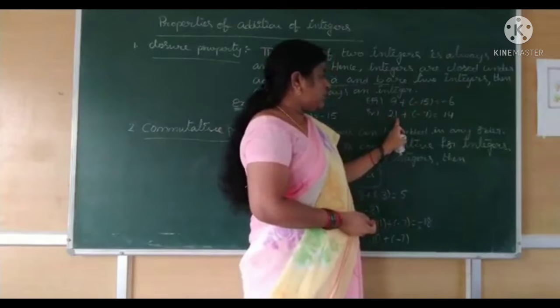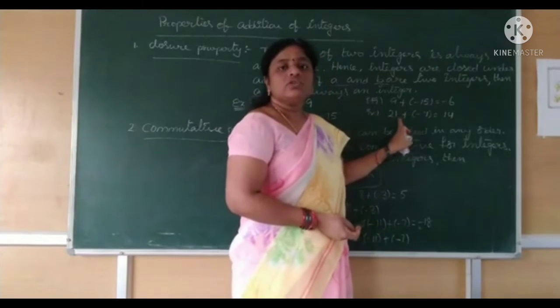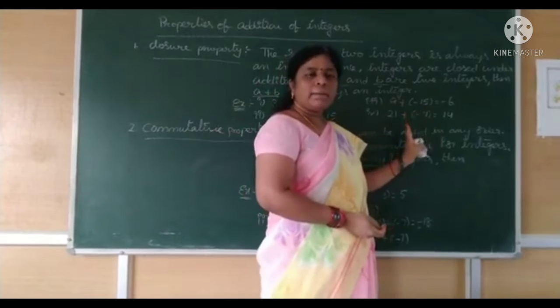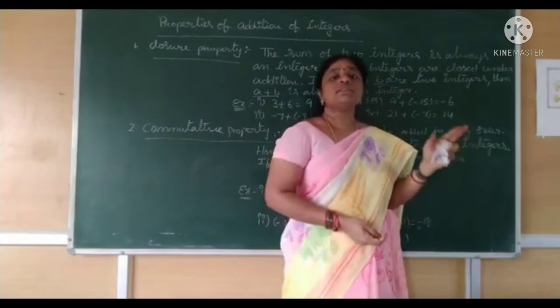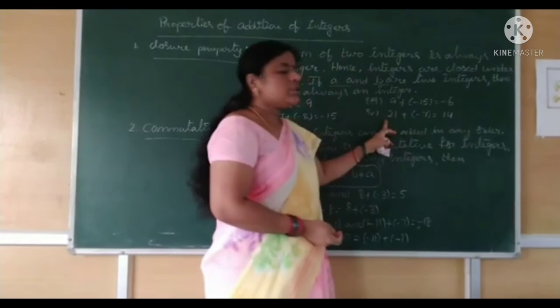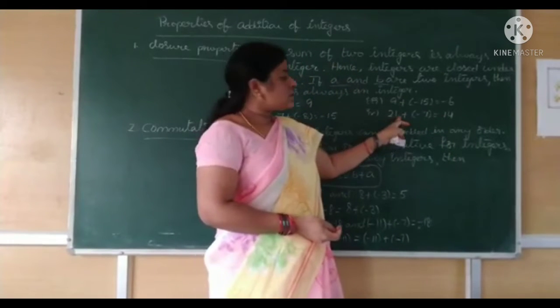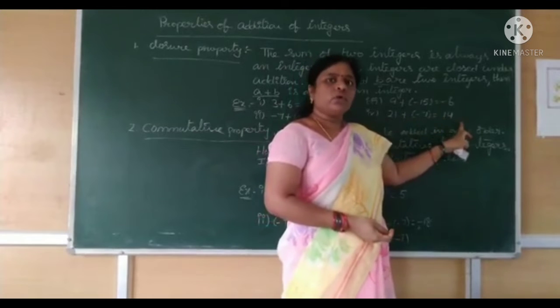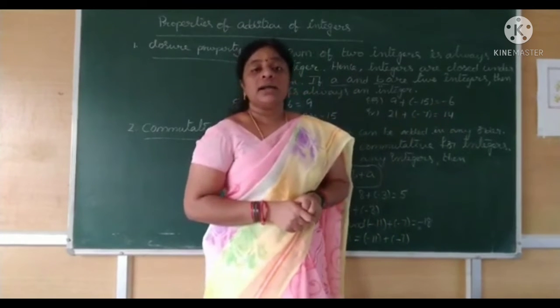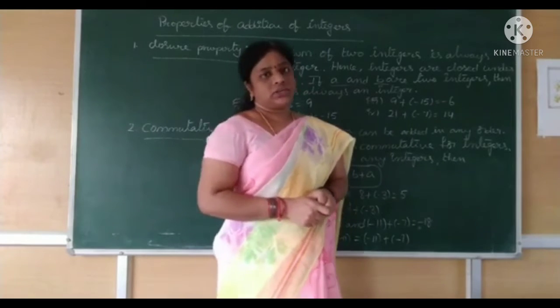Okay. 21 plus minus 7. 21 is a positive integer. 7 is a negative integer. So one positive, one negative, the sum is always the difference. So the difference between these two is 14. The greater number is 21 with plus sign. So the result is plus 14. So 14 is also an integer. So the closure property is satisfied under addition for integers.